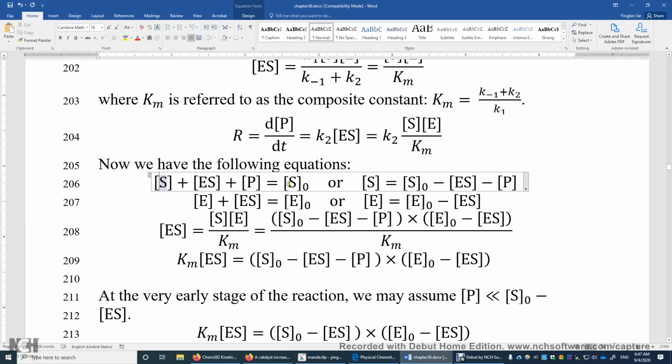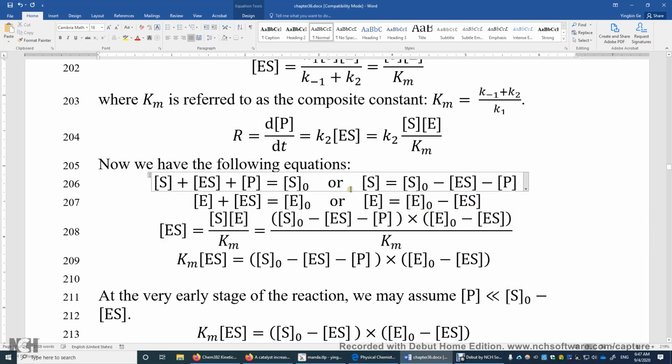Therefore, we have this equation. And then we can get the expression of the substrate, which is S0 minus ES minus P. So this is S. Now let's look at E. E is the enzyme. Enzyme can exist in two different forms: a free enzyme or enzyme in a complex. So E is E naught, the initial concentration of enzyme, minus the complex.